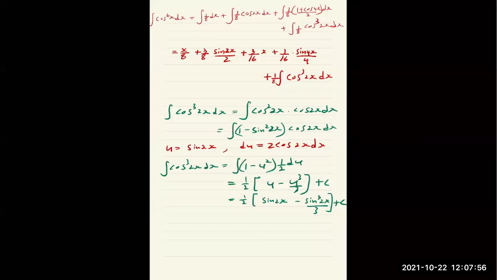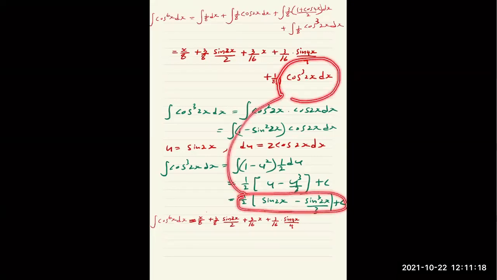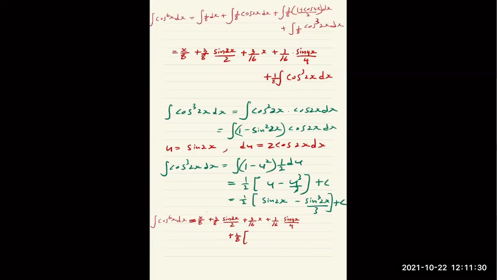Now all you have to do is plug in this expression for this integral. We calculated this integral, and it is equal to this expression right here. So if I do that, I get 1/8 times sine 2x minus sine cube 2x divided by 3 plus a constant. That's my final answer.